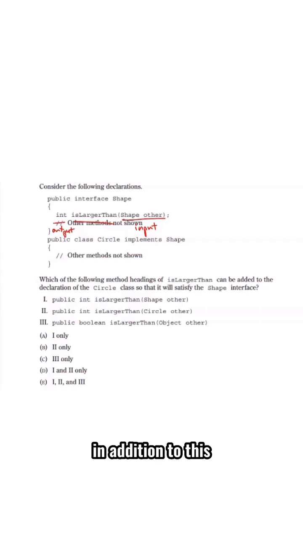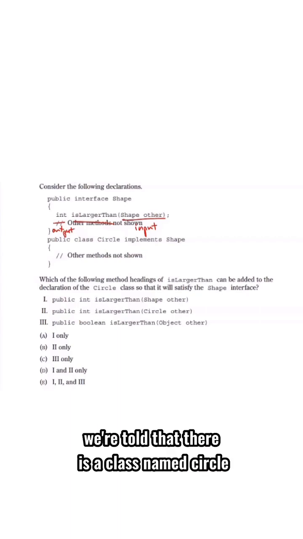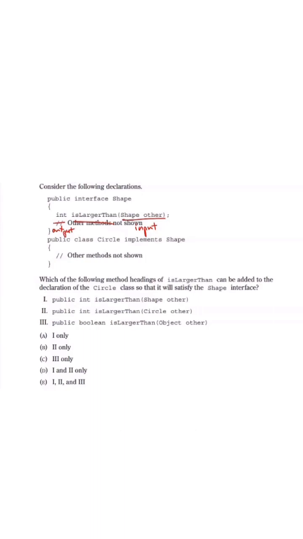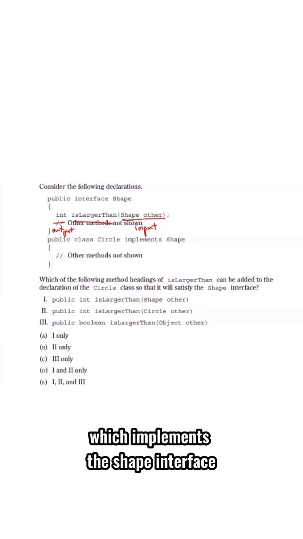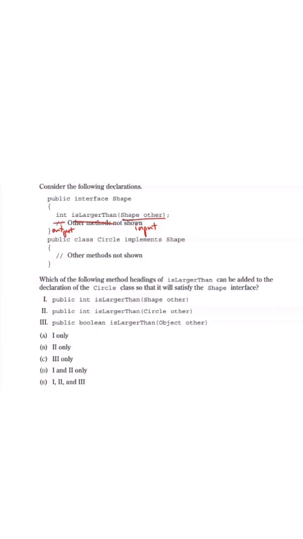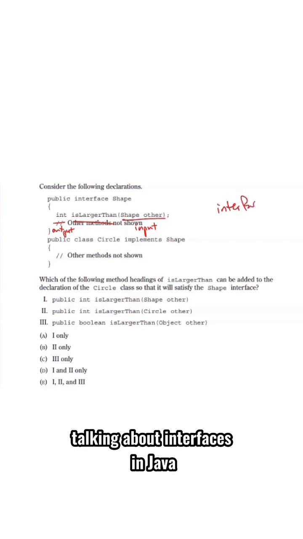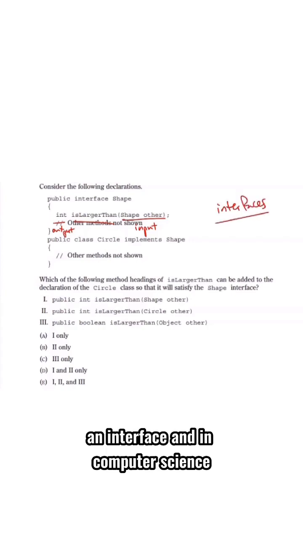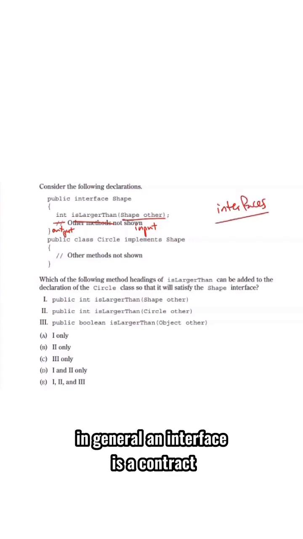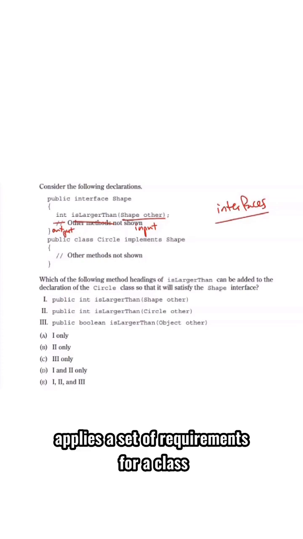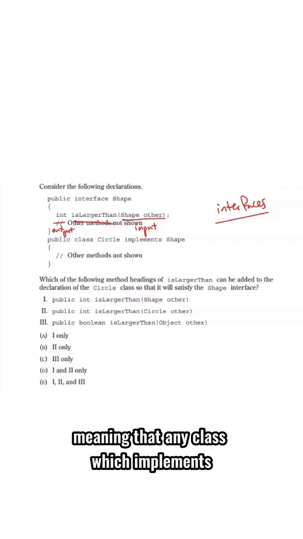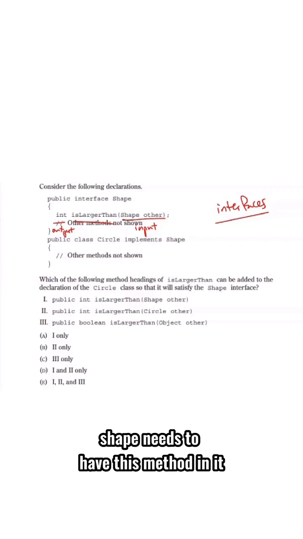In addition to this, we're told that there is a class named Circle which implements the Shape interface. Talking about interfaces in Java, and in computer science in general, an interface is a contract. So an interface applies a set of requirements for a class, meaning that any class which implements Shape needs to have this method in it.